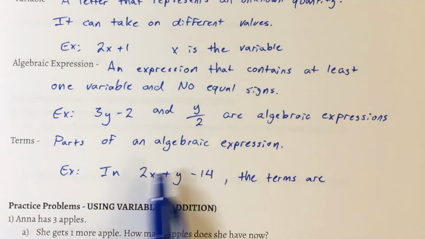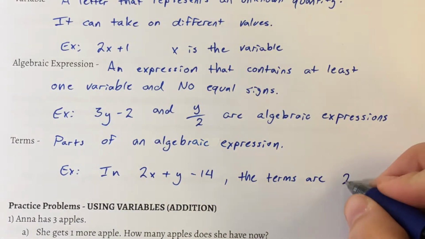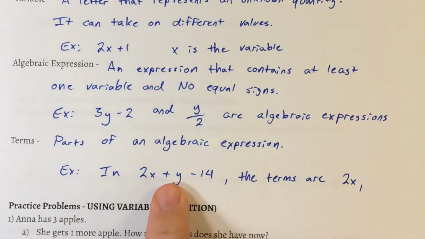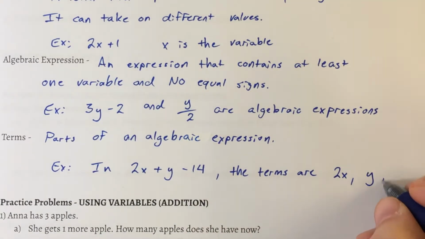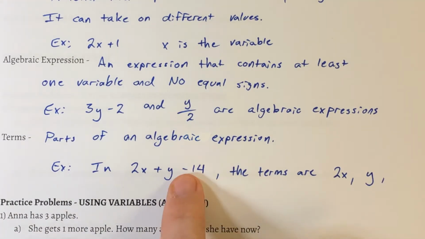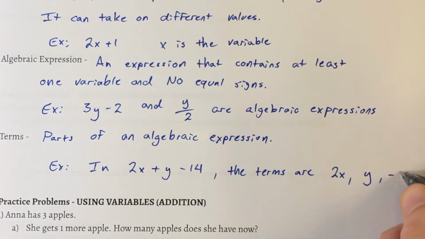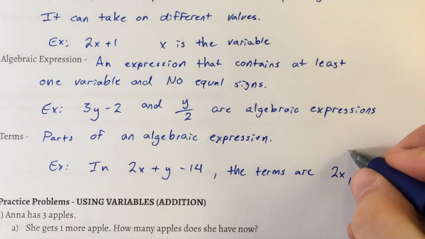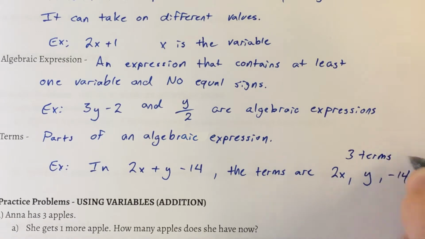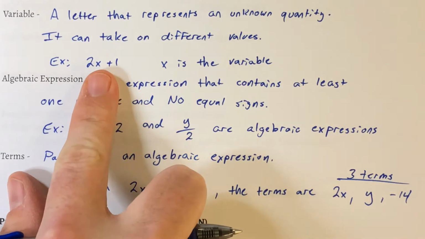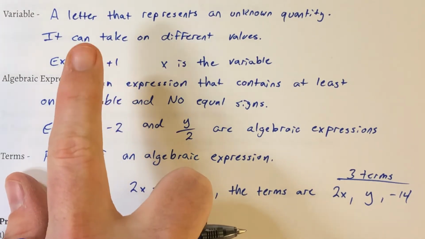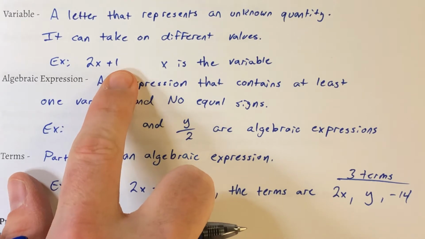There are three parts. The 2x, the positive y, and you can write the positive sign in front of it, and the negative 14. Since it's negative, you have to have the negative sign. You have to have it. So 2x, y, and negative 14. So there are 3 terms in this particular algebraic expression. If I look at the one up here that we started off with, 2x plus 1, the 2x is one term, the second term is 1, or positive 1.